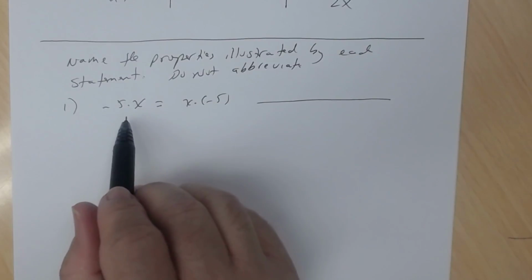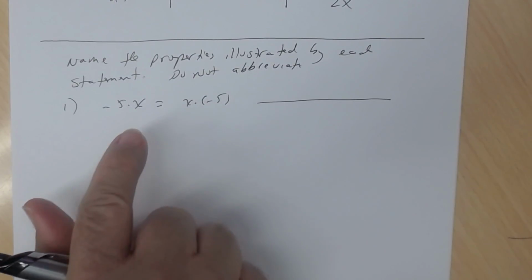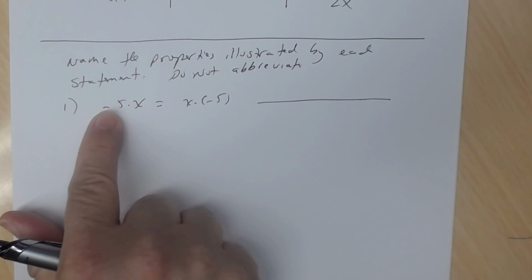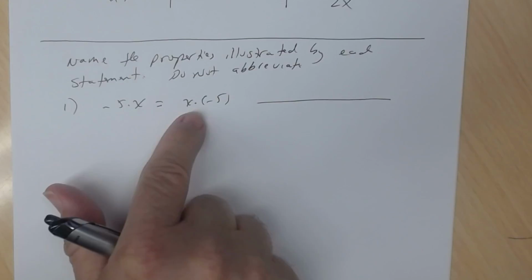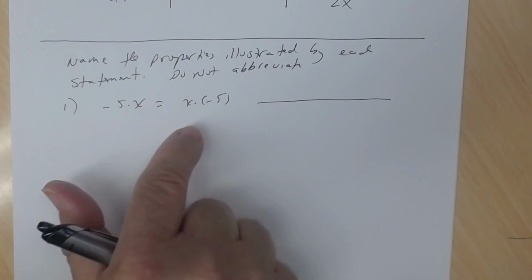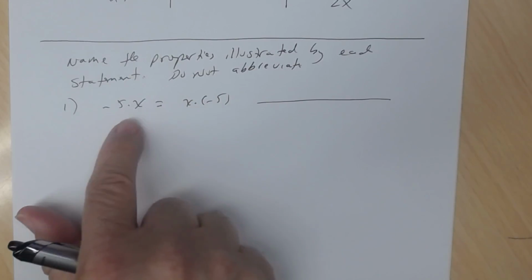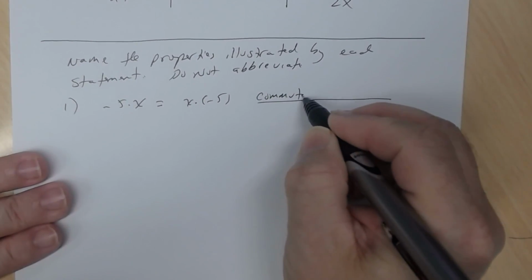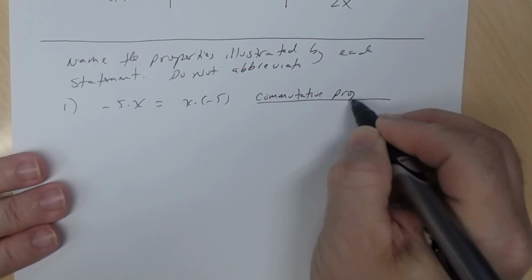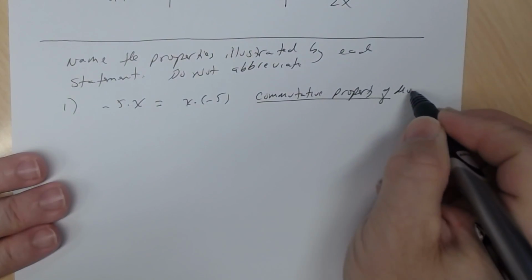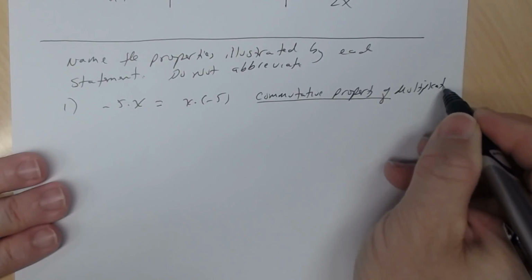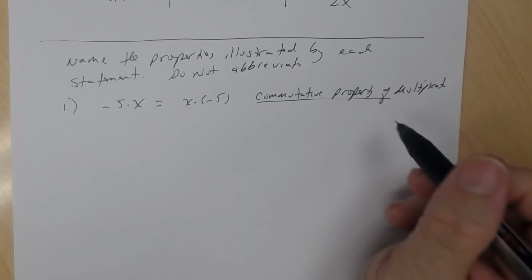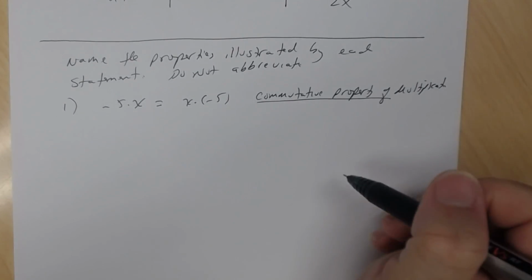So look at it closely. Look at this side and look at this side. Remember, this is multiplication. Negative 5 is listed first here, x is listed second, but here x is first and negative 5 is second. So remember, that's the commutative property of multiplication. So we're taking all these properties we've learned in these several lessons and putting them together.